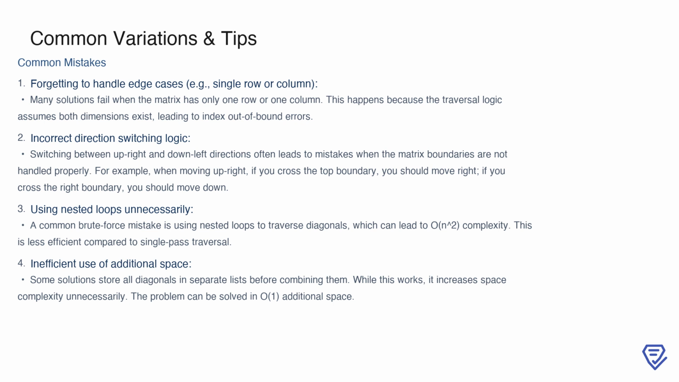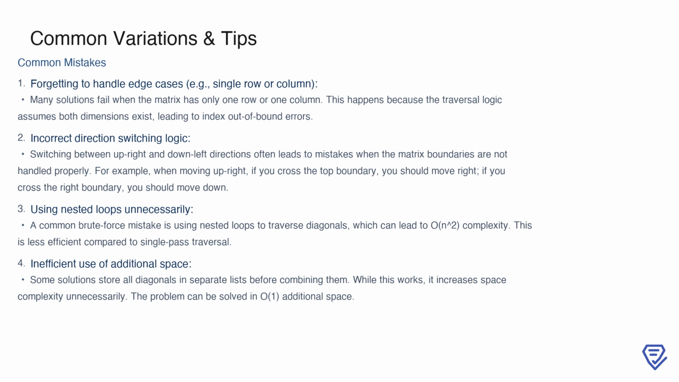One of the most common mistakes when tackling the diagonal traverse problem is overlooking edge cases, such as when the matrix has only a single row or a single column. These situations can lead to index out-of-bound errors if the traversal logic assumes that both dimensions are always present. Another frequent error involves the direction switching logic. For instance, when moving up-right, crossing the top boundary means you should move right, but hitting the right boundary means you need to move down. Mismanaging these transitions can cause the traversal to fail.